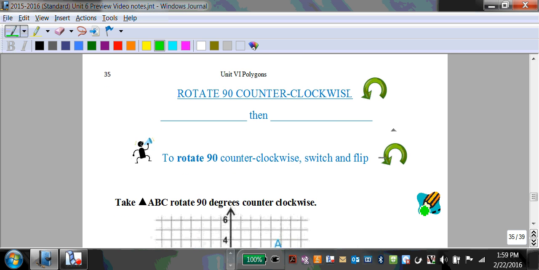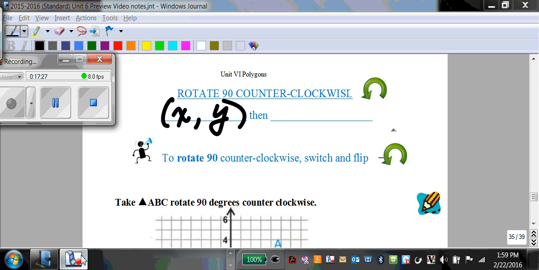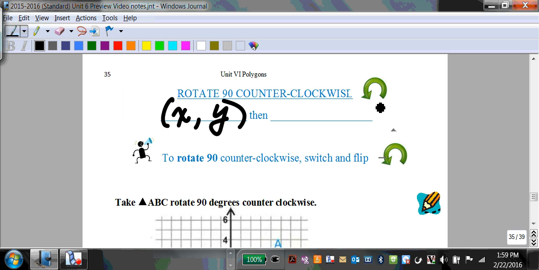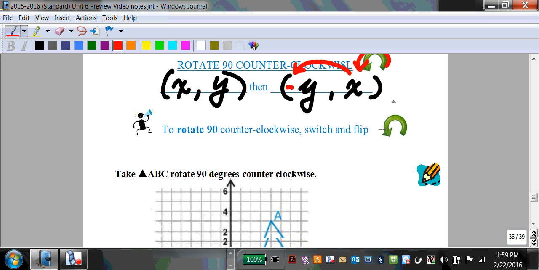Now counterclockwise. To rotate 90 counterclockwise, switch and flip to the left now. So first you switch. Draw a counterclockwise arrow, flip the sign. The chant goes like this. Rotate 90 counterclockwise, switch and flip to the left. To rotate 90 counterclockwise, to the left.